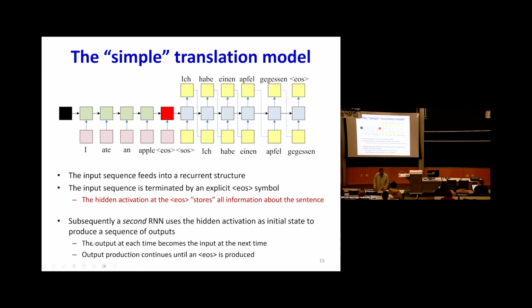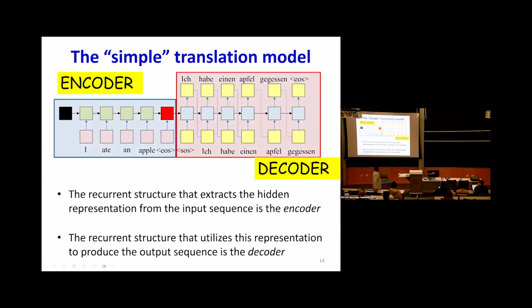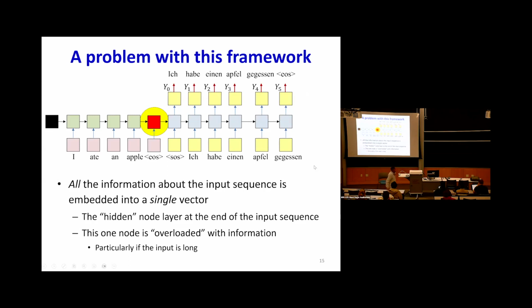There's a problem with this model. This was the encoder and that's the decoder. The problem is that all of the information about the input is being compressed into this one little representation at the very end of the input, a single hidden vector. So this one is kind of overloaded. What are the drawbacks that one could see with something of this kind? Anybody? Information loss. What kind?